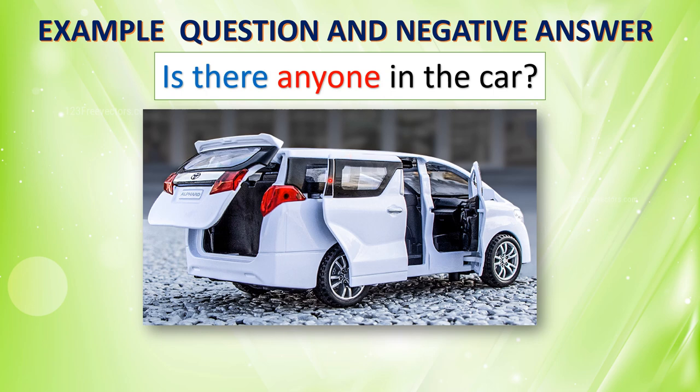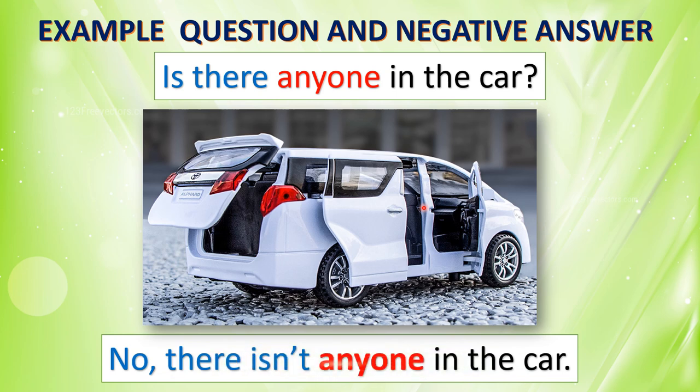Now let's see how we can answer in negative form. Is there anyone in the car? Can you see anyone? No, isn't it? So is there anyone in the car? No. So you say, no, there isn't. It's a negative form. You have the not. No, there isn't anyone in the car. So in negative form, we have to use anyone. In question, we also use anyone. In negative answer, we also use anyone.